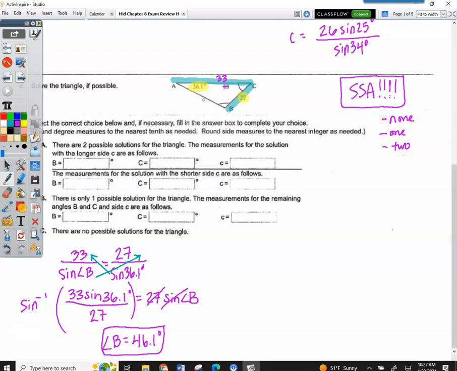We did not get an error, which means it is not, there's no solution. This means it's a 1 or 2 scenario. Here's how you figure out, I hope you're listening, stop the music. Here's how you figure out if it's 2. The idea is angle B is 46.1.